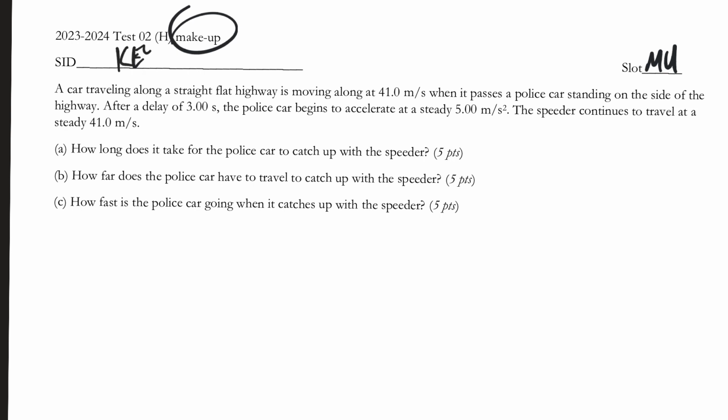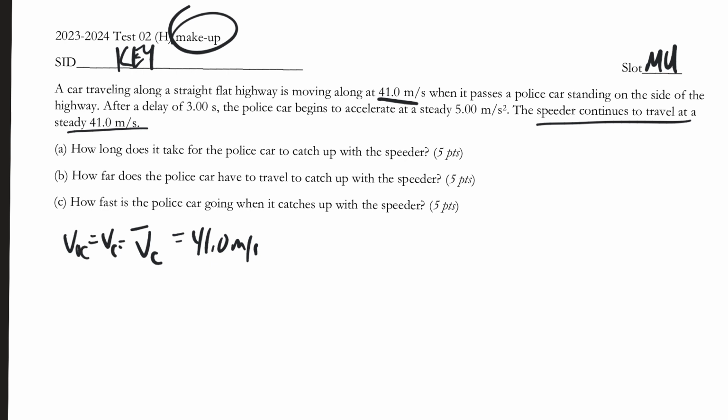This is the key. Okay, a car traveling along a straight flat highway is moving at 41 meters per second. So we've got one car. Let's call that VC. It's an average because it doesn't change. The speeder continues to travel at a steady 41.0 meters per second. So that's V naught of the car. That's V of the car. It's whatever V you want that to be, because it's not going to change.